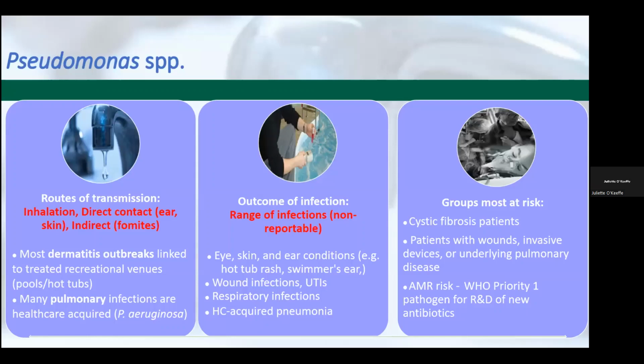Pseudomonas was the last group that we looked at. Again, routes of transmission, inhalation is important, but there's a wider range of transmission routes for Pseudomonas, including direct contact or indirect contact by fomites. And most of the dermatitis outbreaks are linked to recreational water venues like pools and hot tubs, but pulmonary infections are more likely due to infection in healthcare settings.